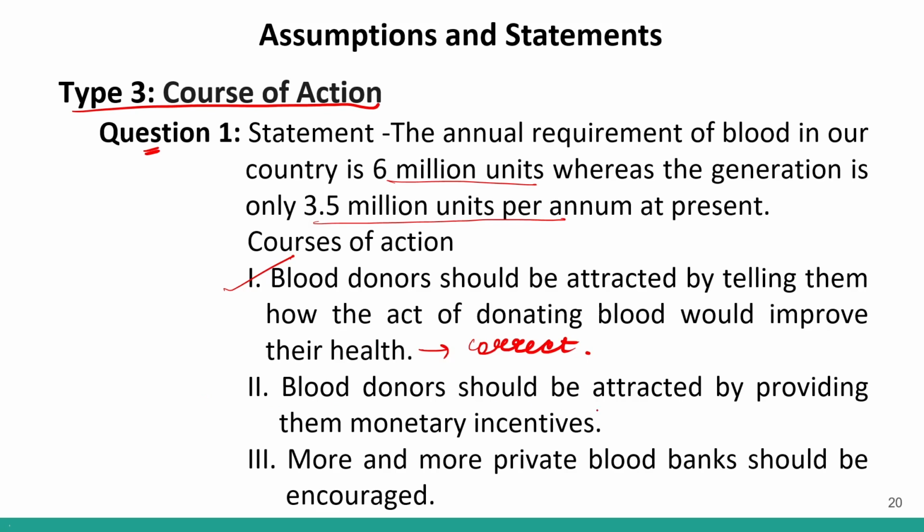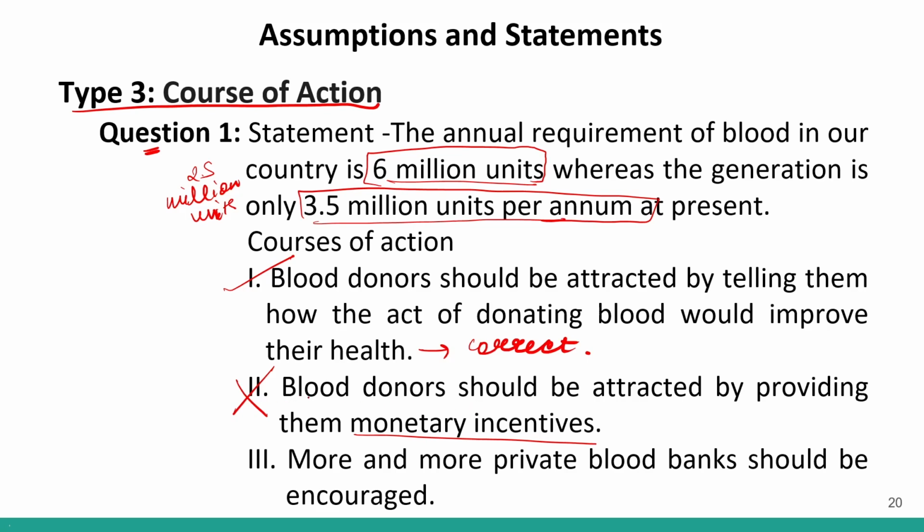The second one says blood donors should be attracted by providing them monetary incentives. While this can happen for a limited number of people, maybe one hospital is giving monetary benefits, look at the difference over here: 3.5 million units per annum, and we need 6 million units, so almost double. 2.5 million more units we need. So definitely we cannot give monetary benefits to so many people. Therefore this is not the correct course of action.